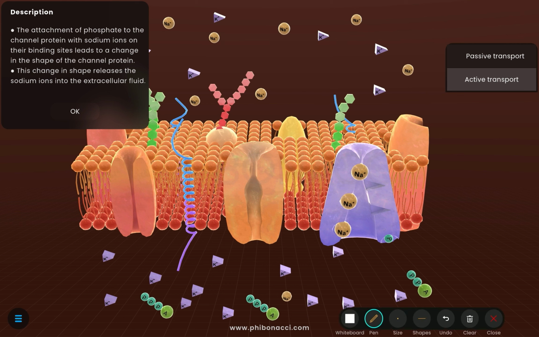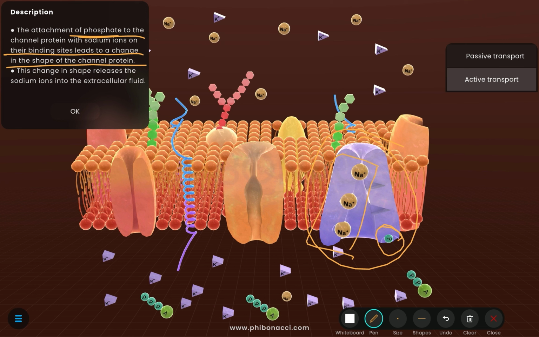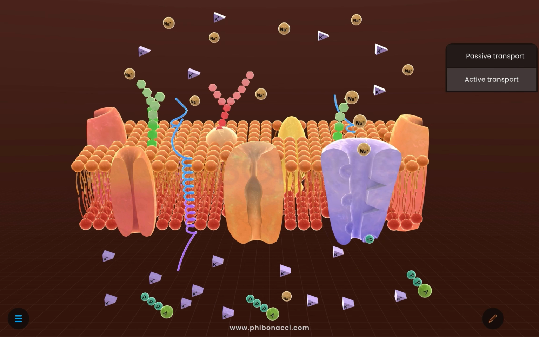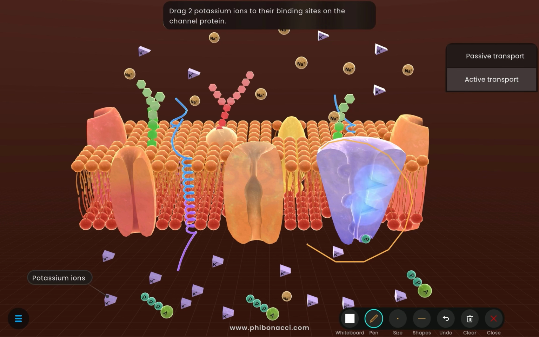I told you earlier also that when we are using channel proteins or these sodium potassium pumps, there would be a change in shape of the channel protein. That occurs in this case by the attachment of this phosphate molecule to the sodium potassium pump. Because of this change of shape, these sodium ions would be released to the outer side of the membrane. We'll see how. So now here we'll click. Now you can see there's a change of shape, and the sodium ions have been transported to the outer side.